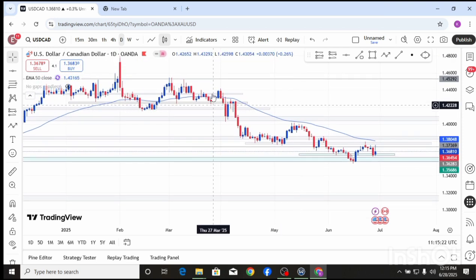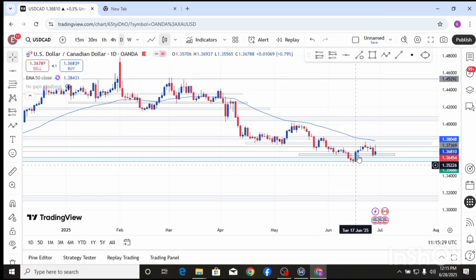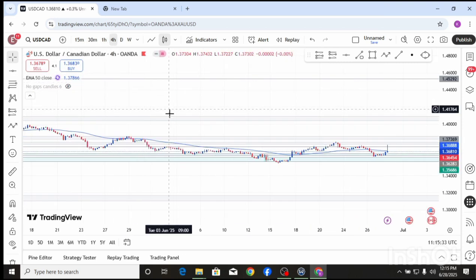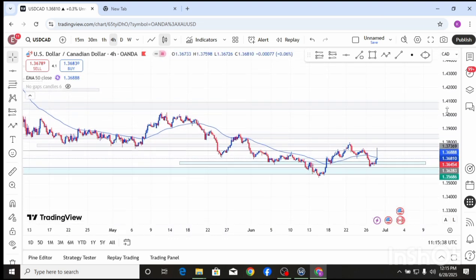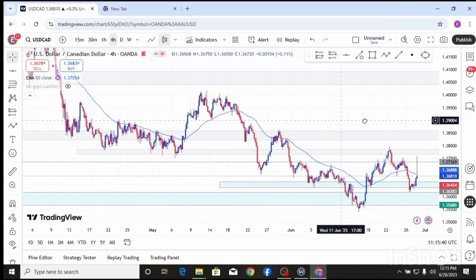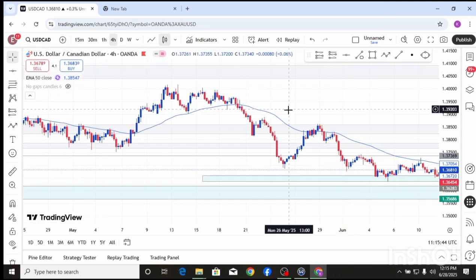On the daily, it's a series of lows and highs: lower low, lower high, lower low, lower high, lower low, lower high. On the 4 hour time frame, market too is bearish.